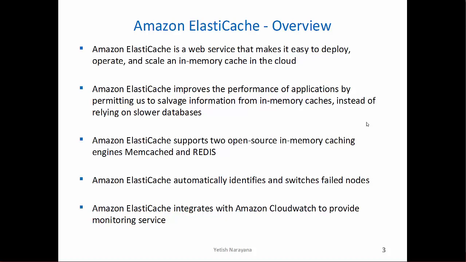ElastiCache is a web service that makes it easy to deploy, operate, and scale in-memory cache applications. Amazon ElastiCache deals with Redis and Memcached applications, both open source caching engines. ElastiCache automatically identifies failed nodes and replaces them with new ones. That basically reduces a lot of overhead. It also provides a monitoring service by integrating with CloudWatch.